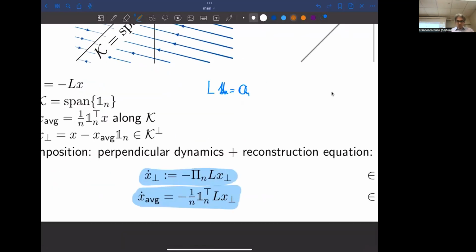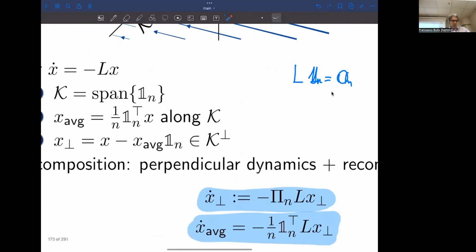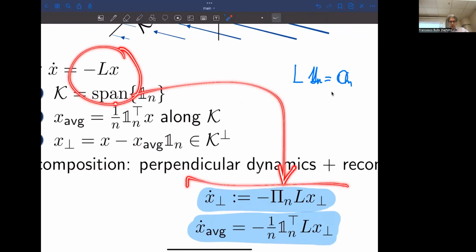However, when you move to the reduced space, you need to take your dynamics, which maybe is expressed by a simple operation, and you need to start to perform various operations on it so that you properly define the dynamics on the reduced space. In this particular case of the Laplacian flow, it was very easy to pre-multiply L by pi n. It's not a big deal.